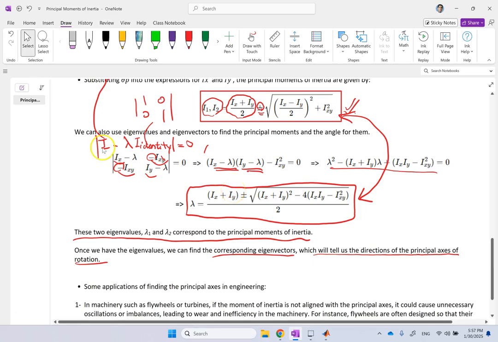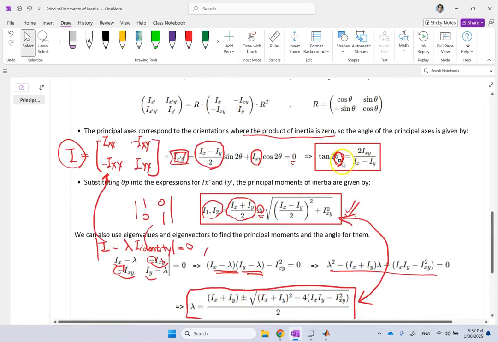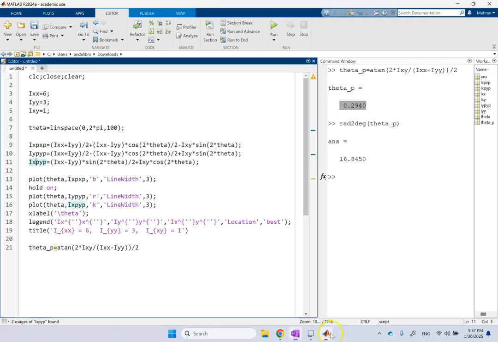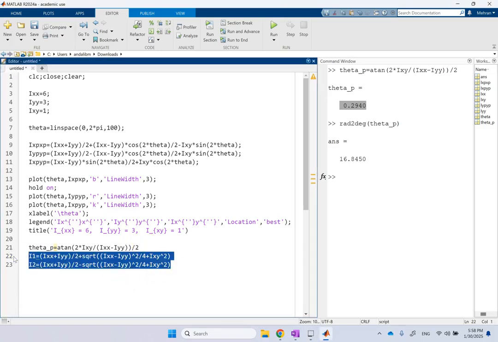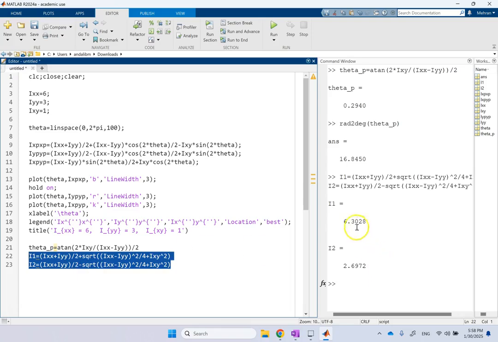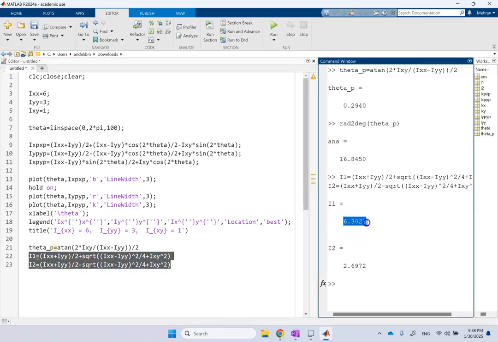To demonstrate that for you, here I found this theta angle. Now I also would like to find I1 and I2 in MATLAB, see how much is I1, how much is I2, and then I'm going to repeat these calculations using eigenvalues and eigenvectors so you see the difference. Let me type the formulas. So these are those formulas. Let's run and see how much we get. You see at max you can get to 6.3 and your min is about 2.69.